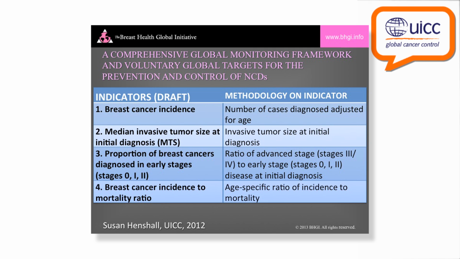But this is not the only measure. We could look at other measures. We could look at how many cancers do we diagnose, that would be incidence. We can look at the relative proportion, advanced stage versus early stage. We could look at the ratio of incidence and mortality, that is, for every case that's diagnosed, how many patients die. All of this is informative information.